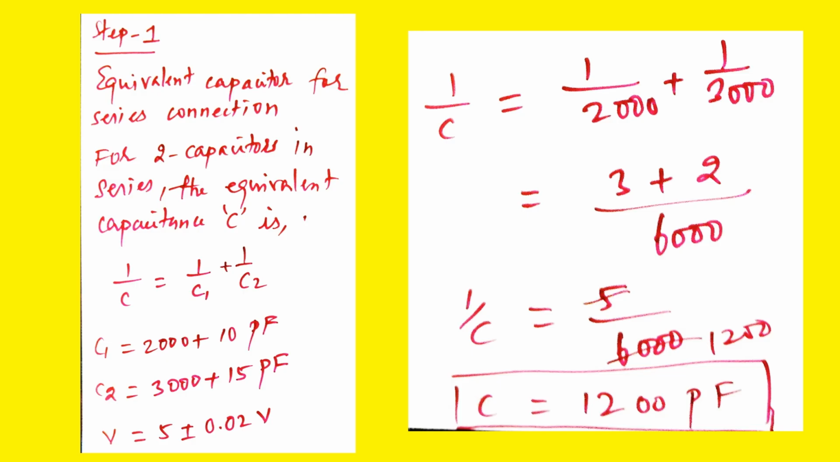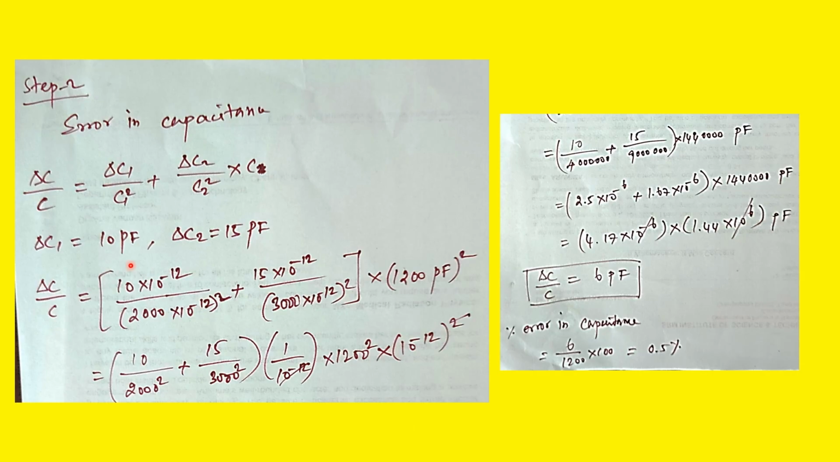So therefore C is equal to 1200 picofarad. That means the equivalent capacitor of these C1 and C2 is 1200 picofarad. That means the equivalent value of this capacitor, if you put in series, is this much. So that was step 1.